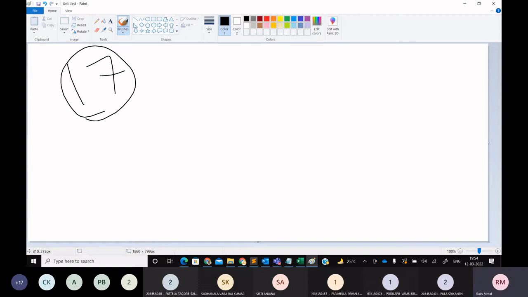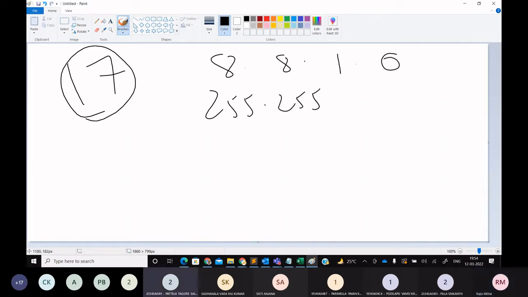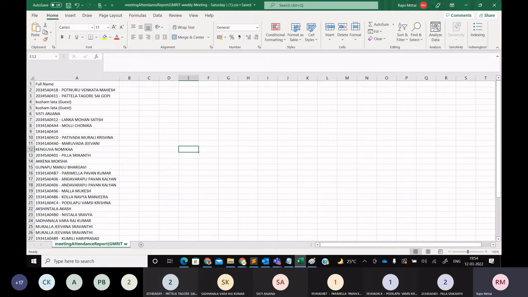So let me ask you one more example. How will you write it? /17. First 8, 8, and 1 bit. 255.255.128.0. So it becomes 255 dot 255 dot 128 dot 0, right? Perfect.